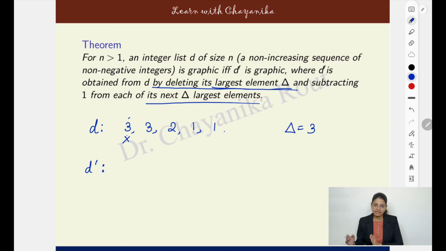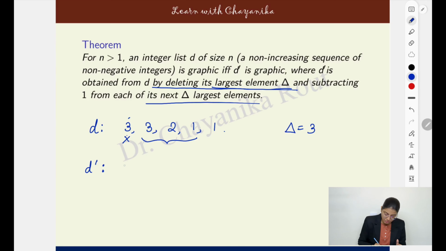So they are already arranged in non-increasing fashion. So the next 3 largest elements are these 3. So basically the value that you are deleting, that is the very first and the largest element in the sequence, that is capital delta. After you delete that, the next capital delta elements, whatever value you are deleting, those many next elements will suffer a reduction in their values by 1 each.